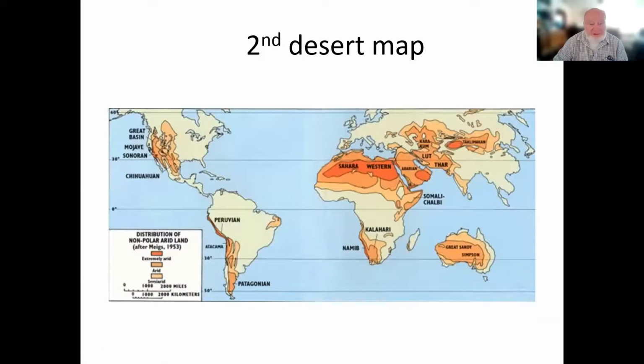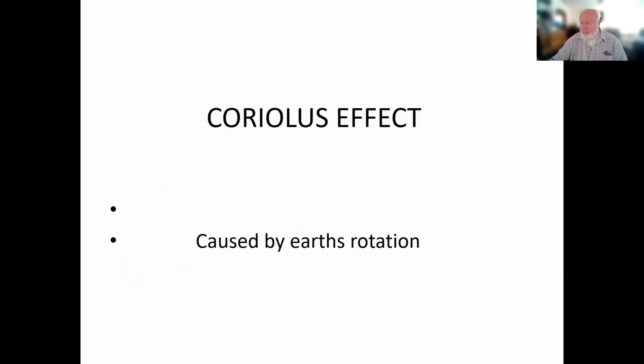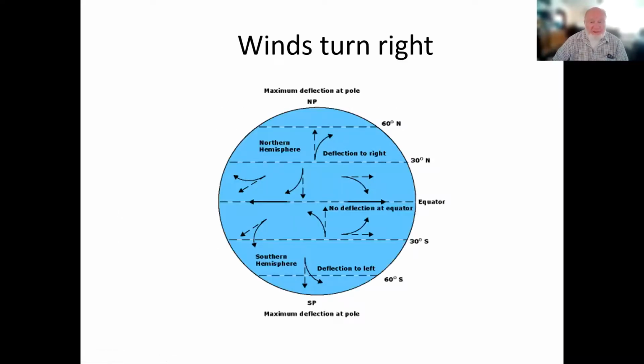There's another picture of the desert. All right, Coriolis effect. This is caused by the rotation of the Earth. The math in here is horrendous. If you look at Coriolis effect in Wikipedia, you can see the kind of equations that Einstein works with. It's very difficult stuff. But there's a very simple rule to take away from this.